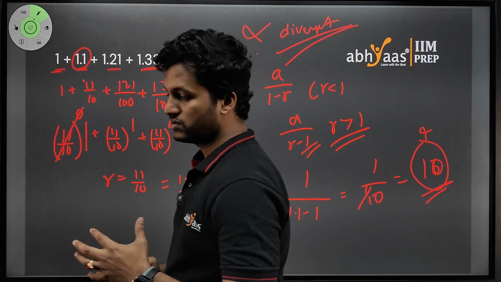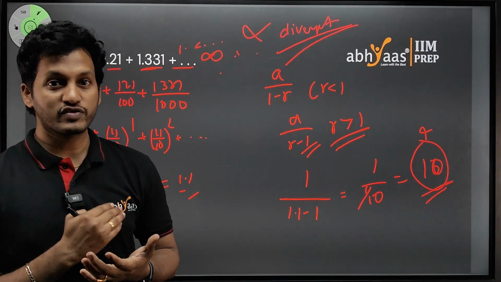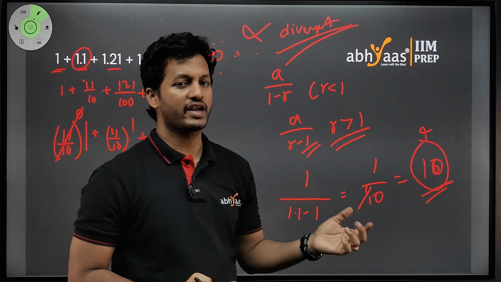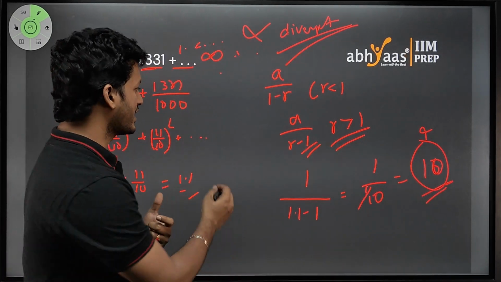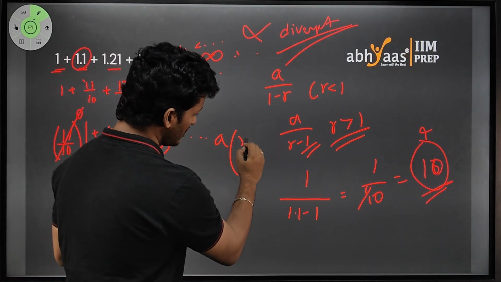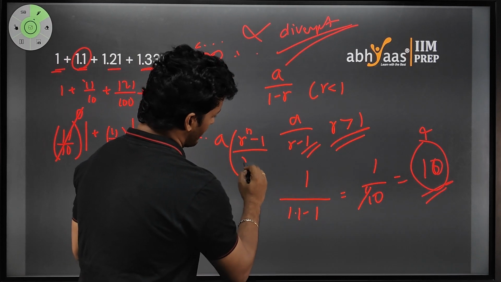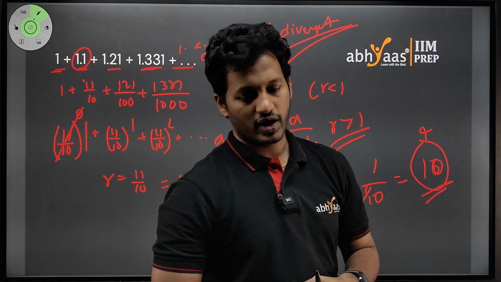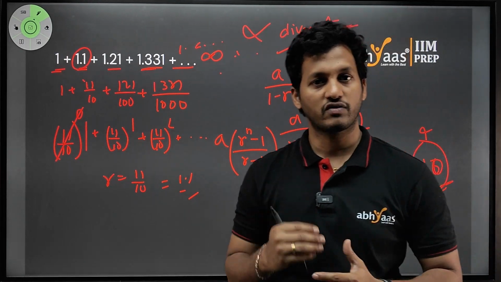So you have to observe the common ratio, the type of series it is, and how many terms are there, whether it is infinite or finite. If it is finite, we can easily get a times (r to the power n minus 1) by r minus 1. Okay, like this we can do it. I hope you got the gist of these progressions.